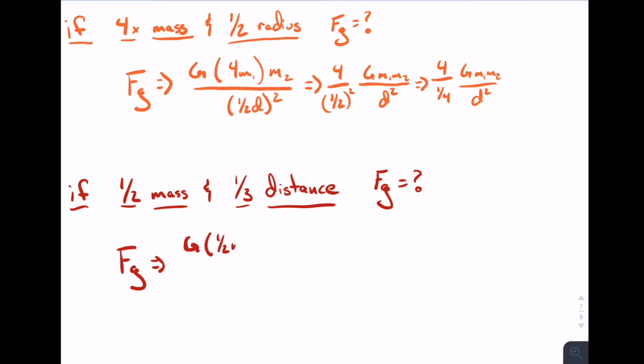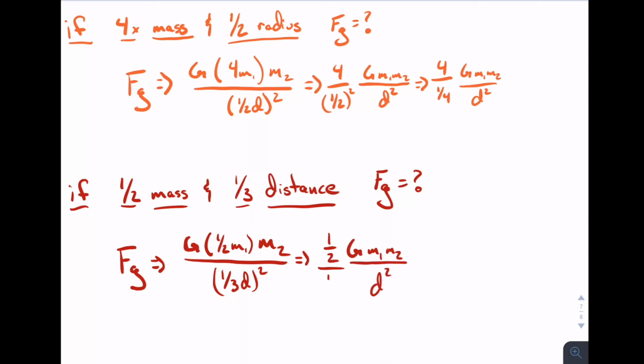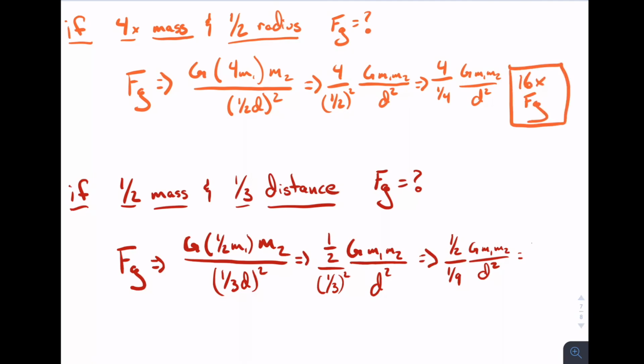If you had 1/2 the mass, this would act to decrease the force of gravity, but reducing the distance, making you closer there at 1/3, is actually going to increase the force of gravity. When that simplifies through, you get 1/3 squared, which is 1/9, and when you do 1/2 divided by 1/9, you end up getting a decimal of 4.5 times the amount.